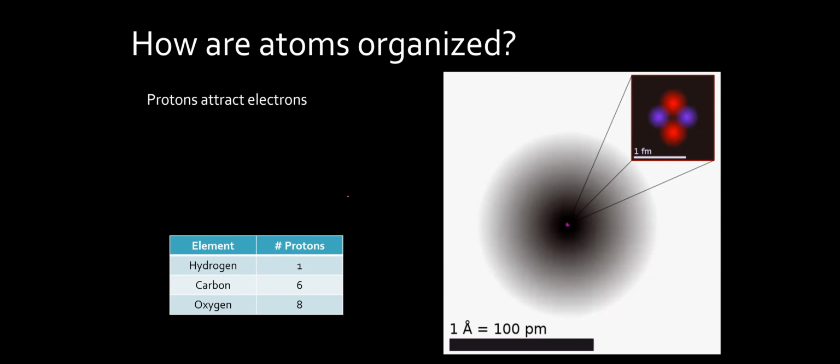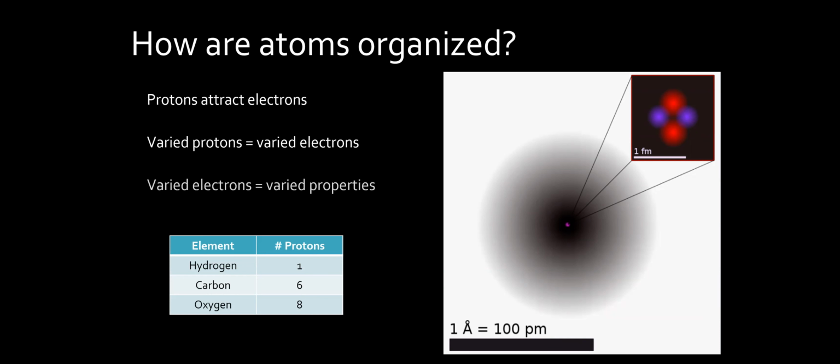So now we start to build this framework of how atoms are built, we can start to understand the rules. So the protons, because they're positively charged, attract negatively charged electrons. And because the different elements have different numbers of protons, they're going to have a varied number of electrons. And if you have a varied number of electrons, that's where the varied chemical and physical properties come from.